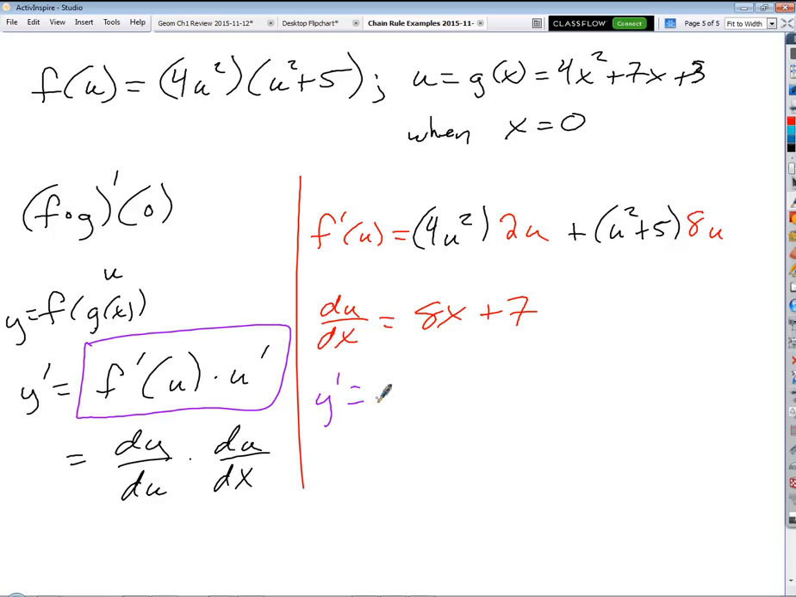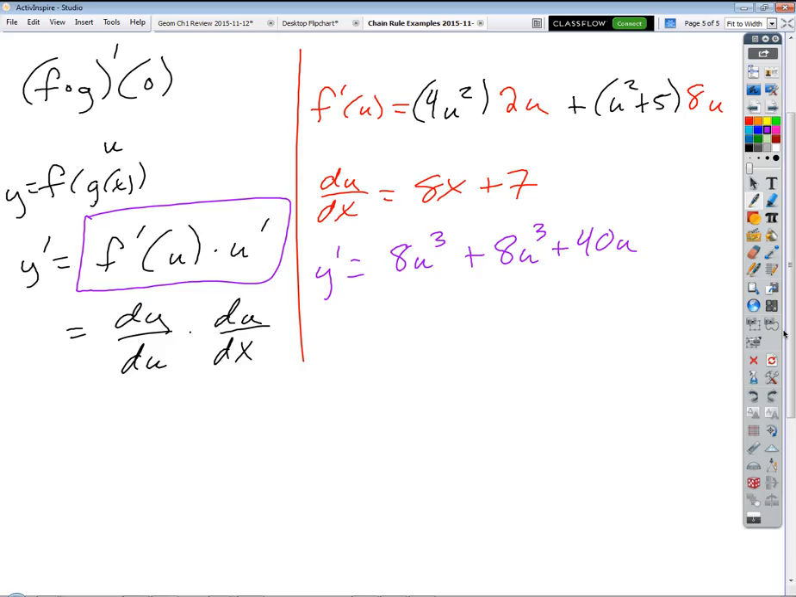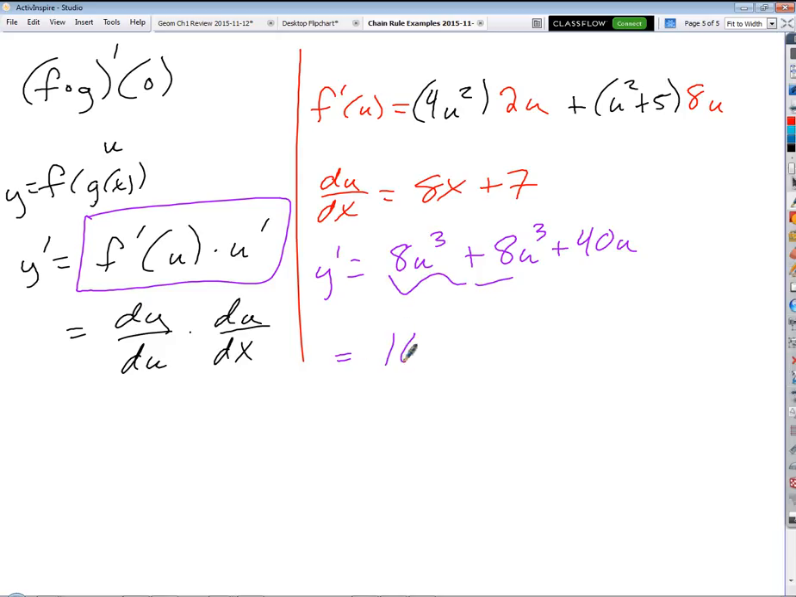And we could make that even a little simpler if we want to. What's 2u times 4u squared? 8u cubed plus, what about here if I distribute, 8u cubed plus 40u. Okay, and I could even make that a little bit simpler. But do you have to simplify it? No, you don't. I like simplifying.